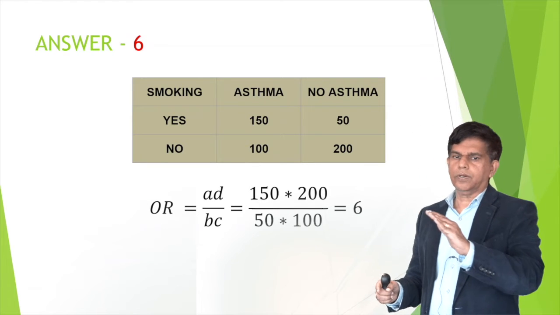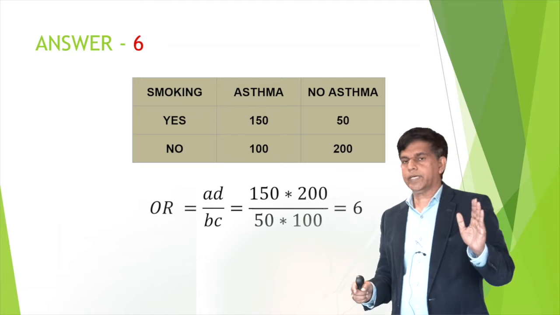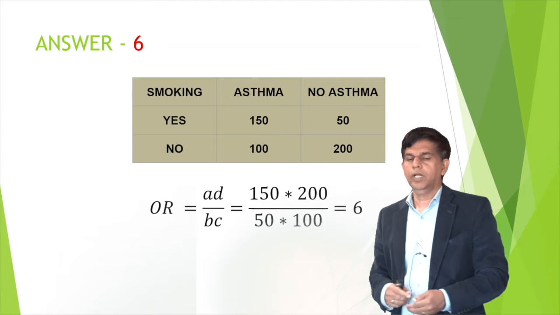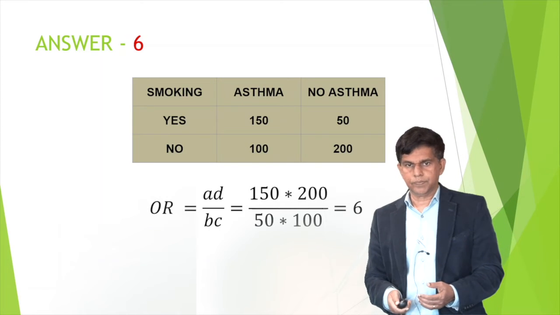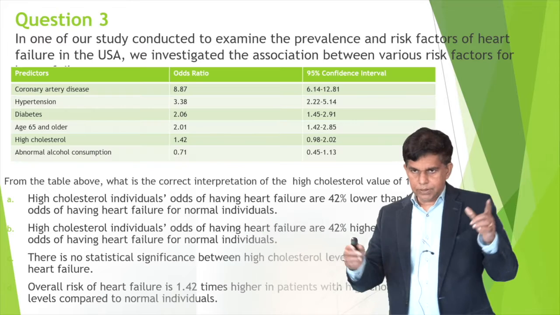Now we're going to create the 2 by 2 table first. Asthma yes or no on top, and on the left side, smoking, yes or no. Odds ratio AD divided by BC, you get an odds ratio of 6. Okay. Now, the next is a lengthy question.